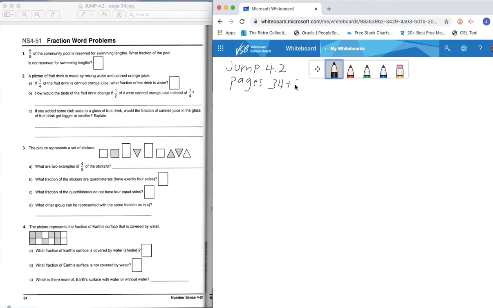You are doing pages 34 and 35 today. And since they are word problems, I am going to do one or two questions per page to help you get started, and then you are going to do the other questions yourself. Okay? Right, so we're going to start on page 34, number 1.